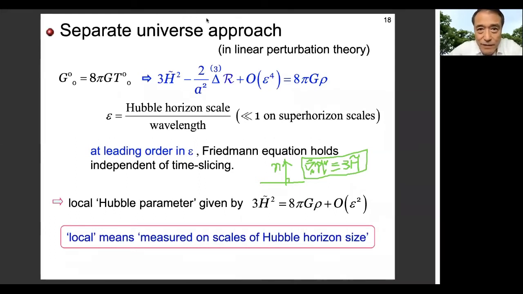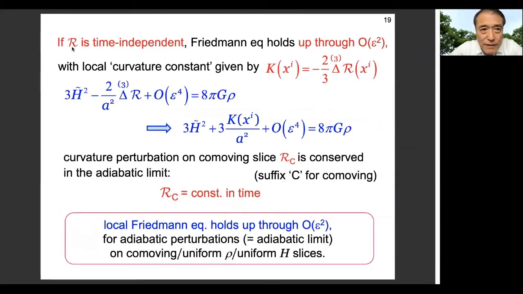So, by the way, let me just clear. If curly R is time independent, then the Friedmann equation holds up through the epsilon square term. And with this sort of local curvature, which I mentioned this morning too, K will be related to this curly R by this formula. Apart from the small prefactor, the negative sign and so forth, it's essentially the Laplacian of the curly R.